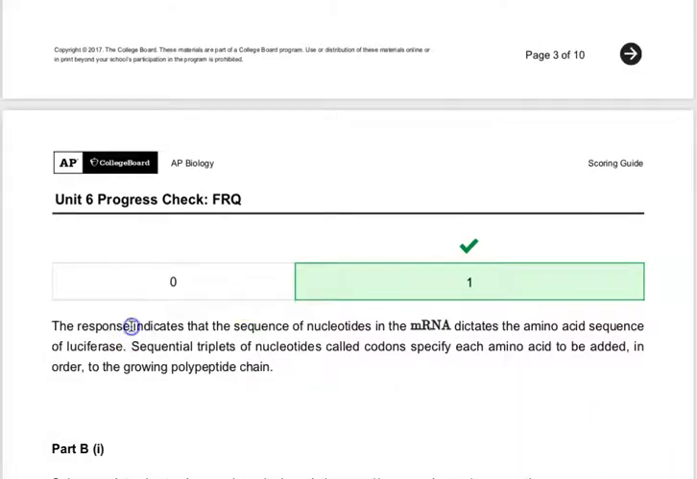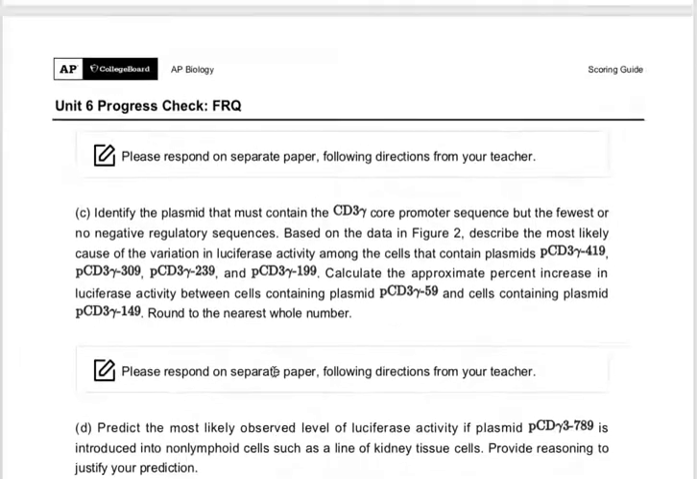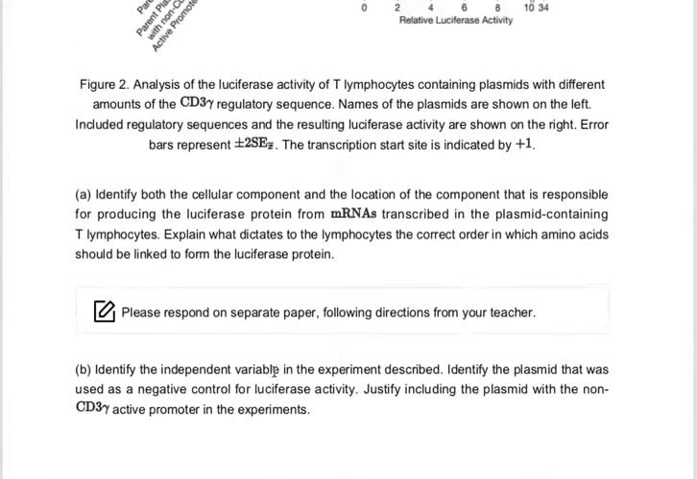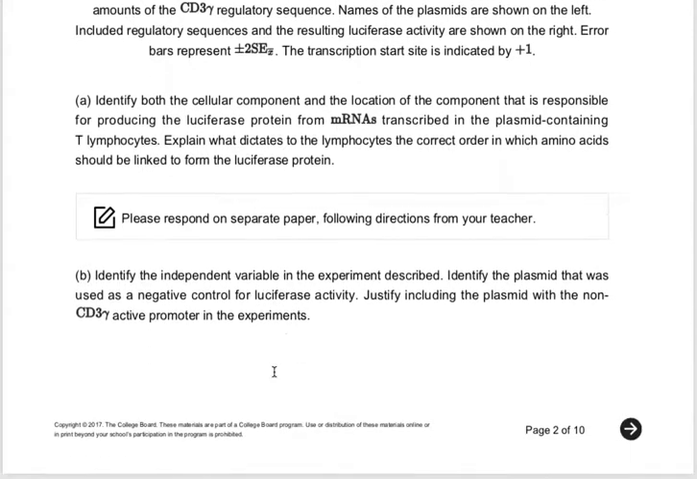The response indicates that the sequence of nucleotides in the mRNA dictates the amino acid sequence of luciferase. How? With triplets of nucleotides called codons. Each codon specifies each amino acid to be added in order to the growing polypeptide chain. Okay? So if you got that wrong, it's because you were overthinking it. It was asking you simply about ribosomes and codons, not much more than that.